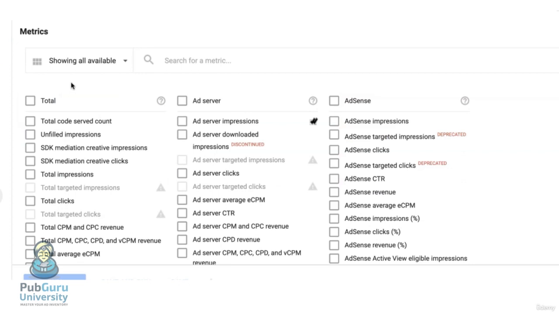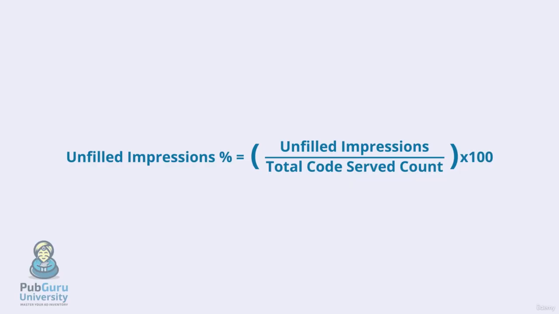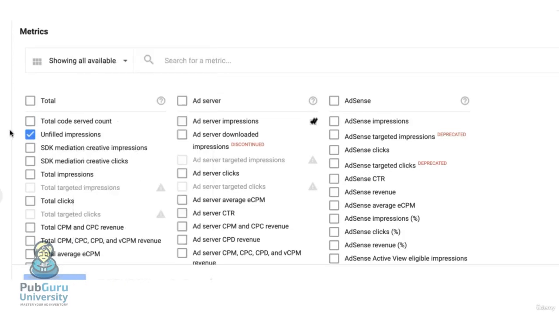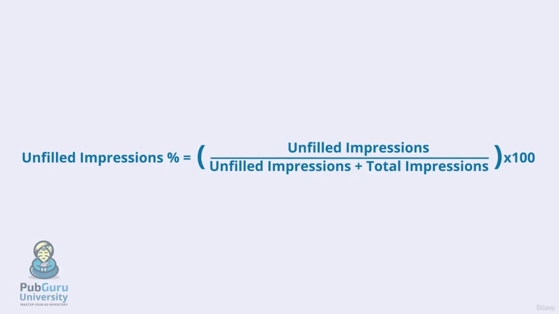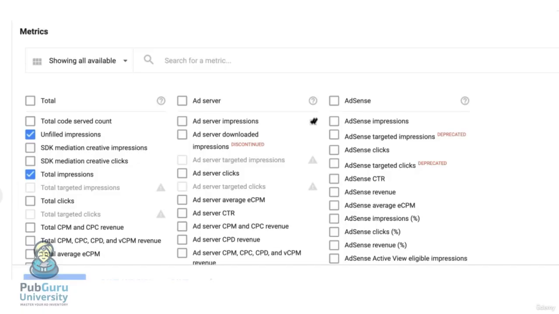When using an ad server like Google Ad Manager, pay attention to your unfilled impressions. To get the percentage, you can divide unfilled impressions over total code served count. If this is grayed out because of some limitations on Google Ad Manager, you can use total impressions. Your formula will now be unfilled impressions divided by unfilled impressions plus total impressions, times 100.